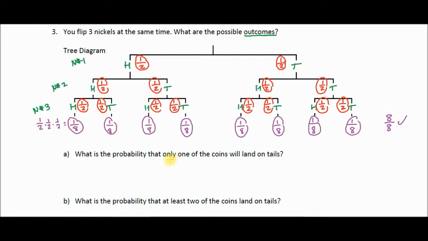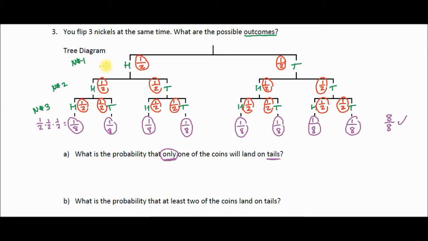Alright, so letter A. What is the probability that only, it's a very important word, only one of the coins will land on tails? Only one. Class, only. Make sure you get that. Only means we're only allowed one coin to land on tails. Both of the other coins have to land on heads.